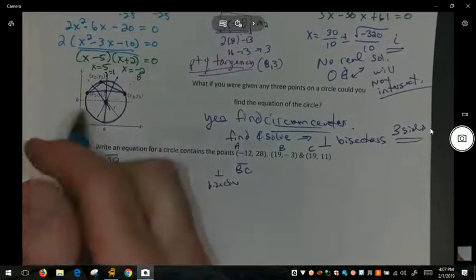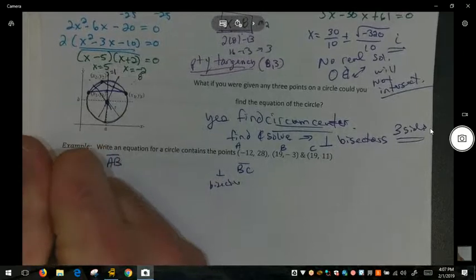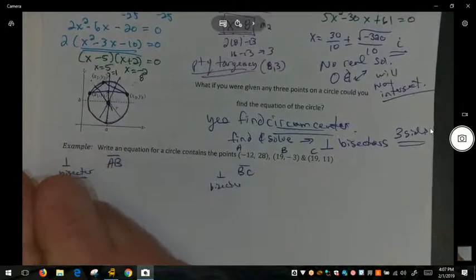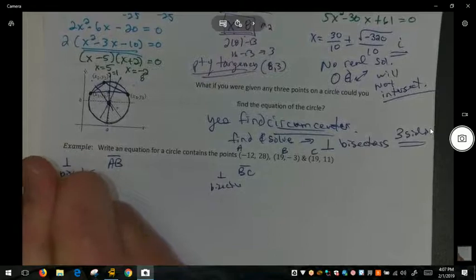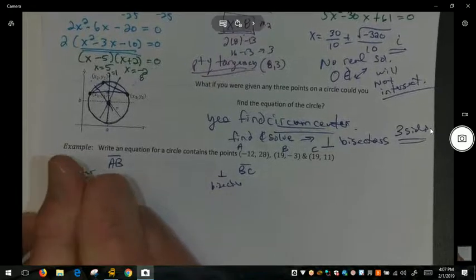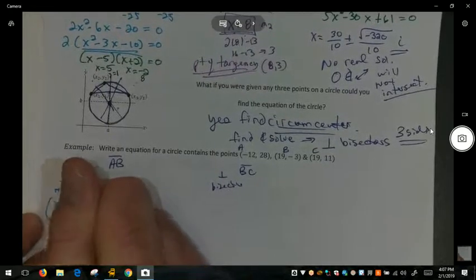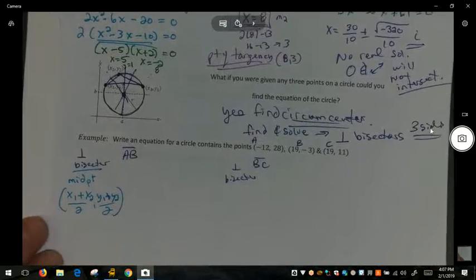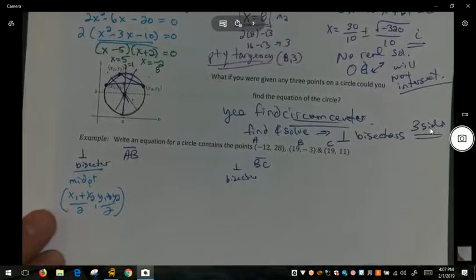To be a perpendicular bisector, we need the midpoint. The midpoint formula, to review, is adding the x's and dividing by 2, adding the y's and dividing by 2. It's the average of the x's and average of the y's. That'll give us the bisector part.